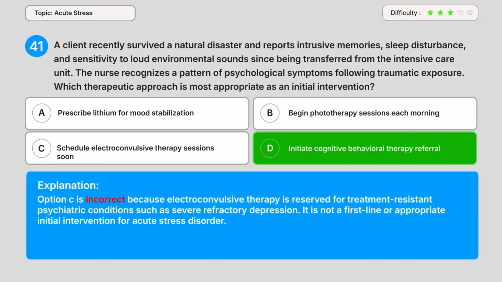Option C is incorrect because electroconvulsive therapy is reserved for treatment-resistant psychiatric conditions such as severe refractory depression. It is not a first-line or appropriate initial intervention for acute stress disorder. A disaster survivor reports intrusive memories, sleep disturbance, and sensitivity to loud sounds after being moved out of the ICU. The nurse sees a clear pattern: acute stress disorder from traumatic exposure.